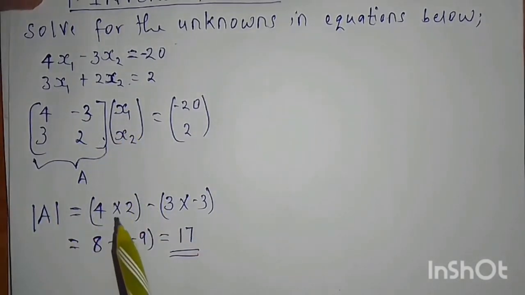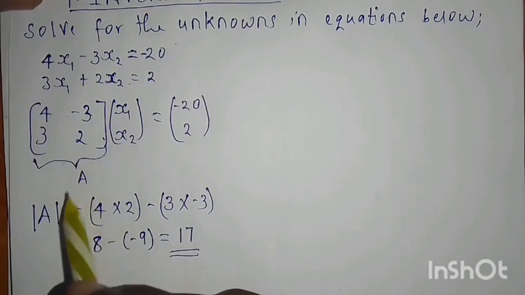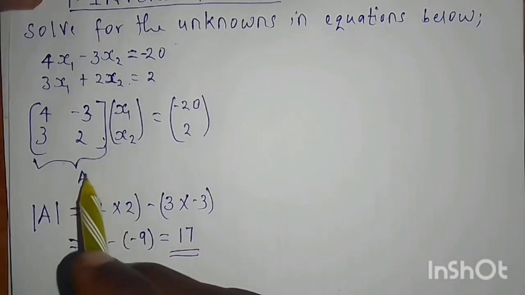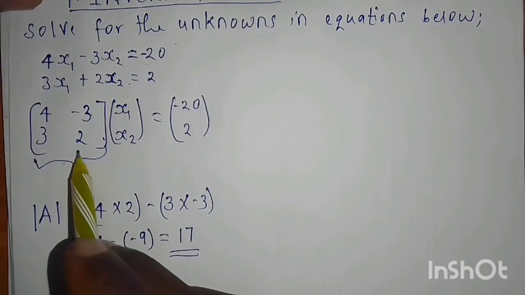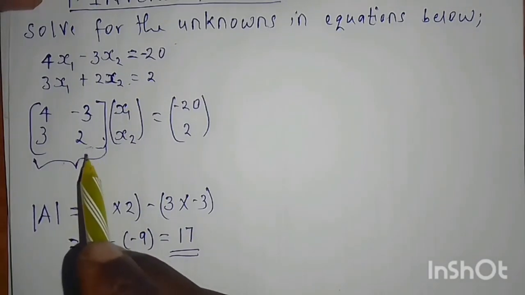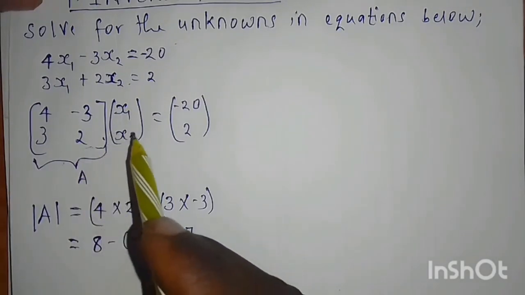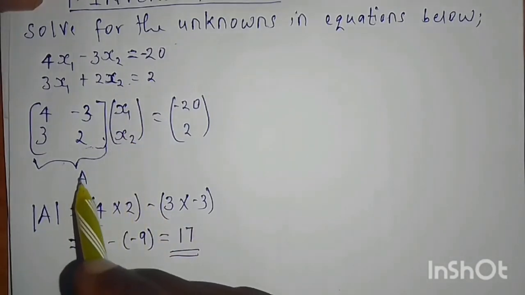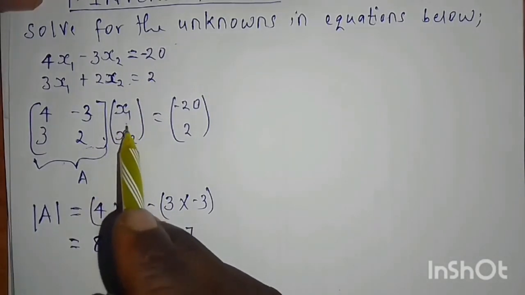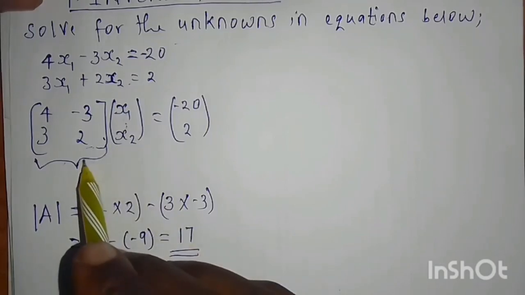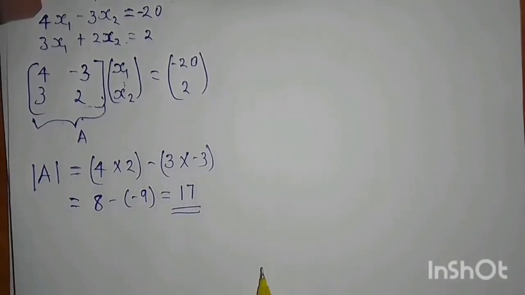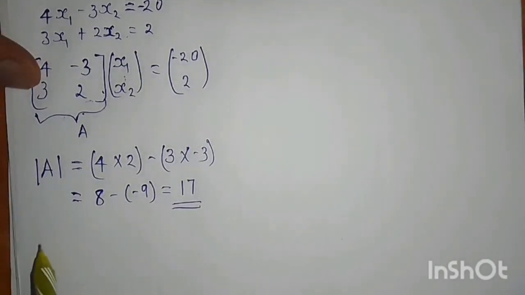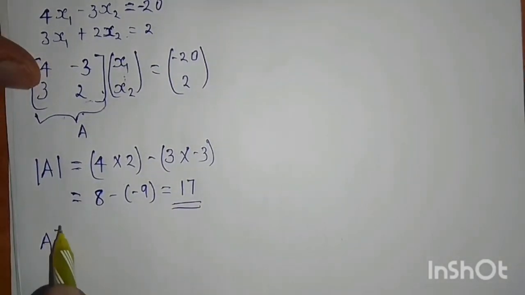What we use here is to eliminate this matrix so that we remain with the unknowns on the left side. The idea is that if we multiply A by its inverse, we will have an identity matrix, which is just like the number 1 and has no effect on this side. So for us to remain with the unknowns on this side, we multiply by the inverse of A on both sides. Therefore, we now proceed to finding the inverse of A.